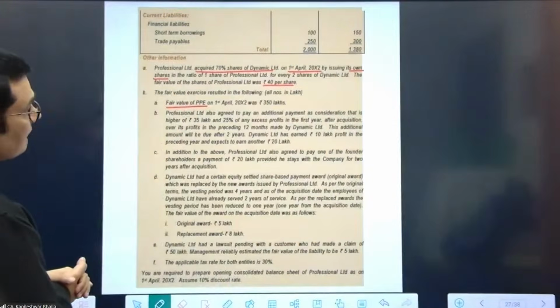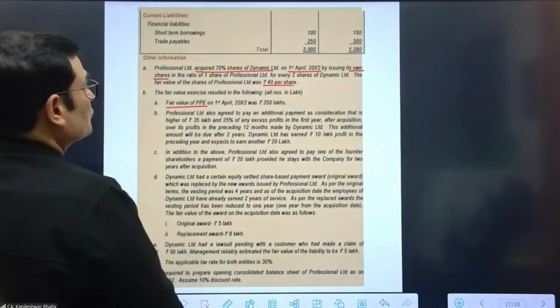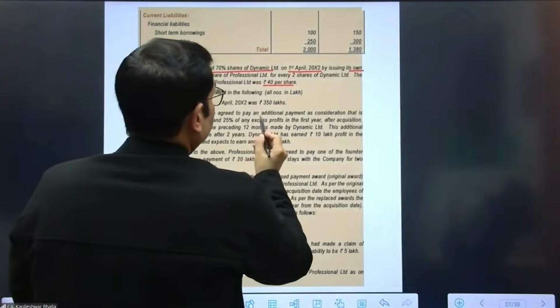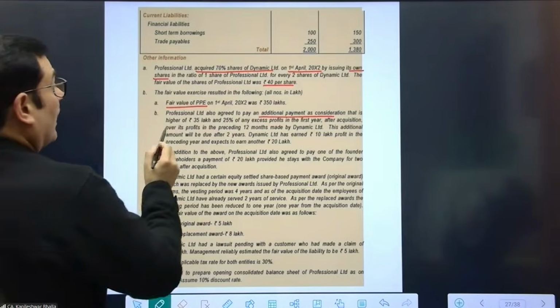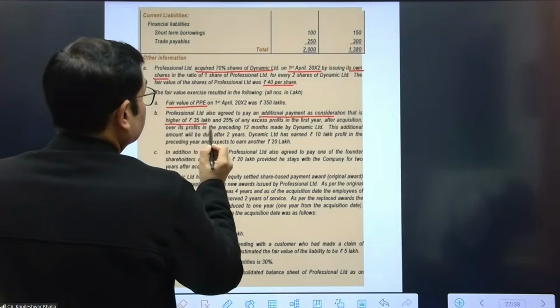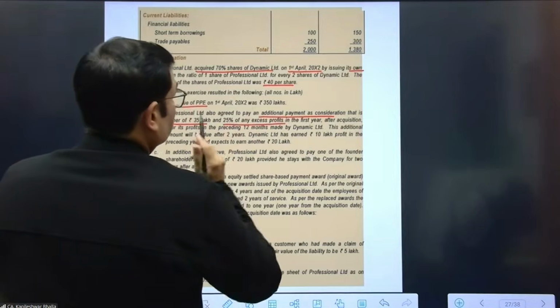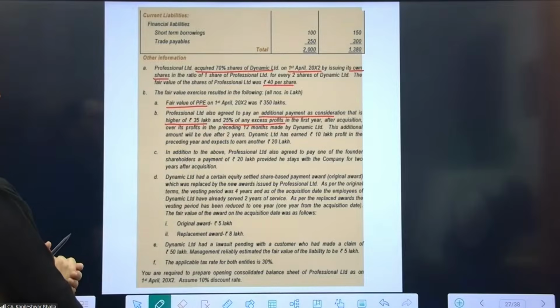And I'm just thinking in large, because when you read the question, you should be able to get a formation in the mind that this is how I need to think. Then he says professional also agreed to pay an additional payment as a consideration, that is higher of 35 lakhs and 25% of any excess profits in the first year.